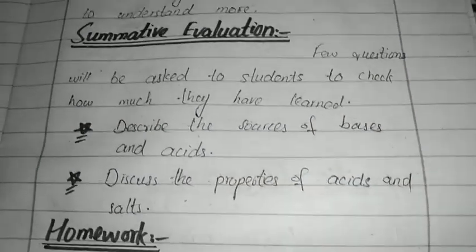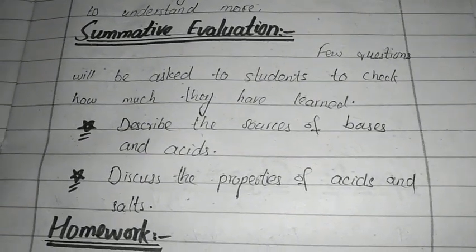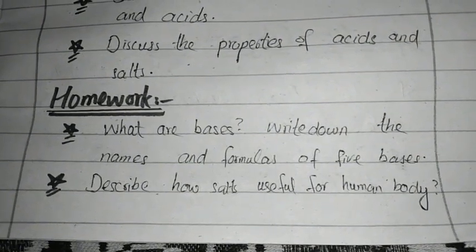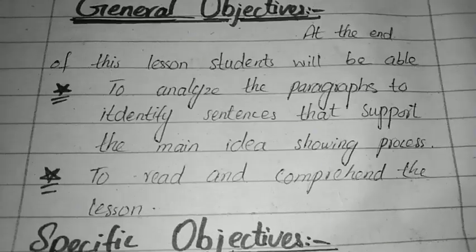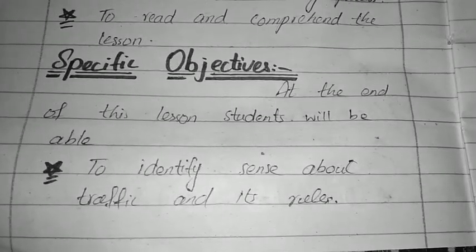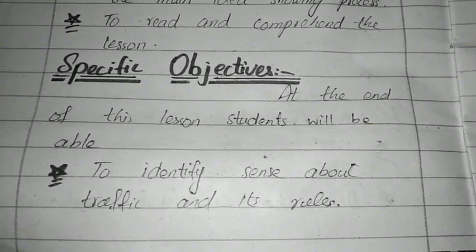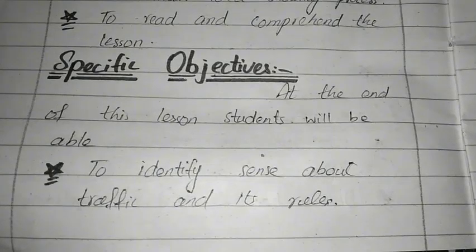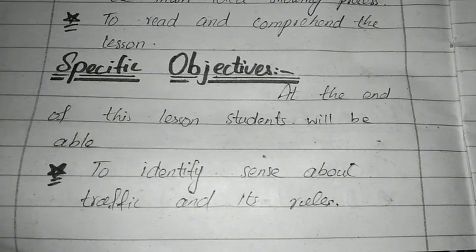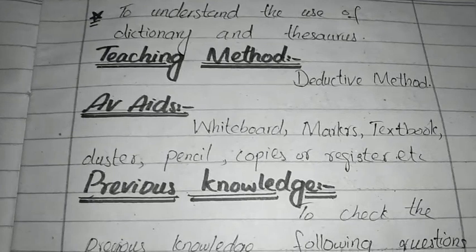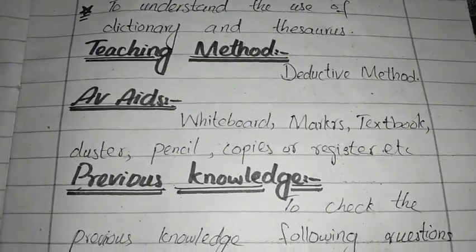Teaching method: lecture method. Teaching aids: whiteboard, board markers, duster, textbook, pictures of sources. Previous knowledge: the following questions will be asked to students to check their previous knowledge. Do you know anything about acids and bases? What are the uses of acids, alkalis and bases in our everyday lives? Announcing the topic: today we are going to learn about acids and bases.